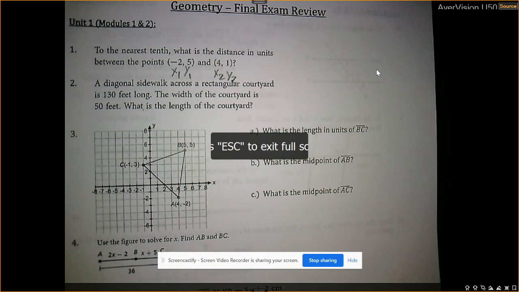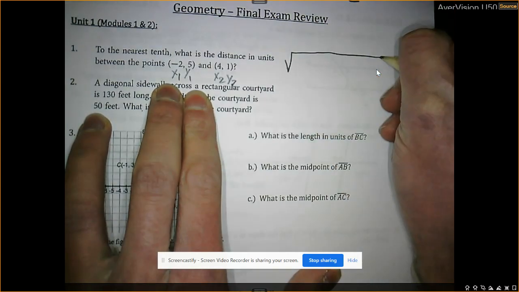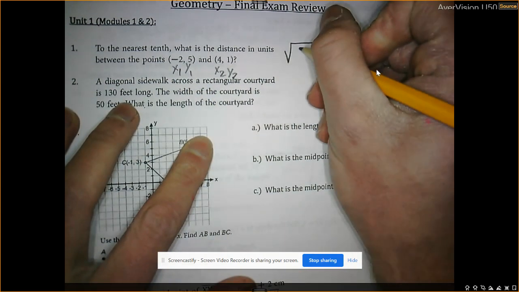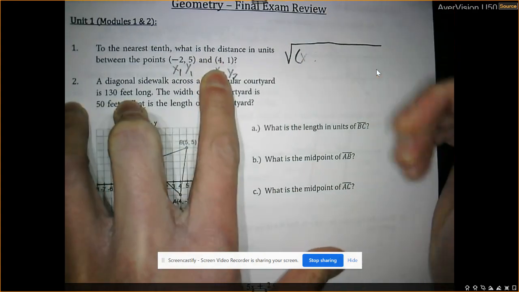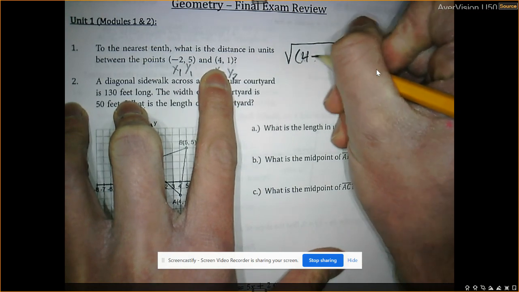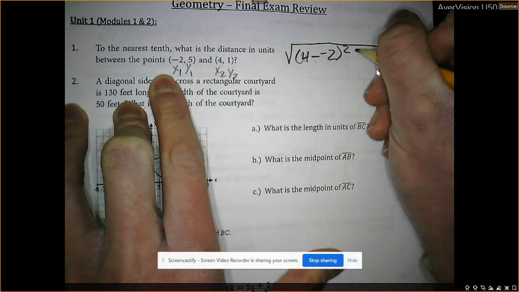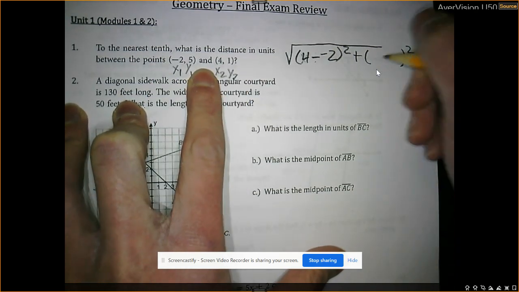Okay, so first one, we got the distance formula here, and we simply have to plug it in. Distance formula: x2 minus x1. I'm not writing x2, I want to write what x2 is. We're calling that 4 minus x1, so that's 4 minus a negative 2, squared, plus y2 minus y1, 1 minus 5.